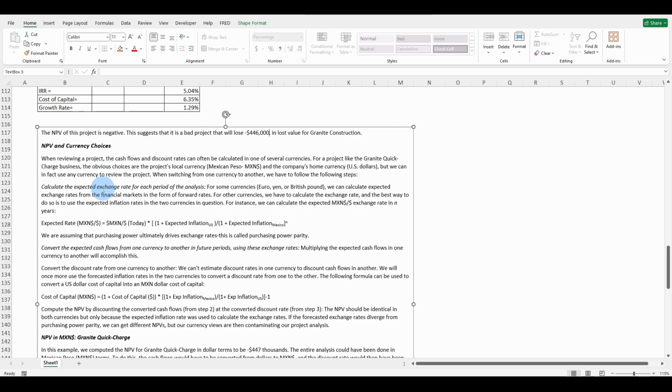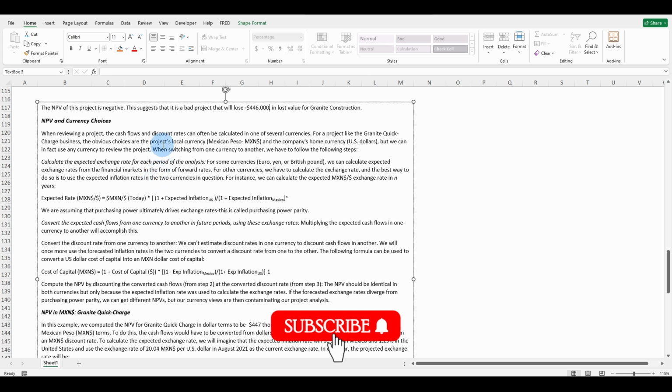Net present value and currency choices. When reviewing a project, cash flow and discount rates can often be calculated in one of several currencies. For a project like the Granite Quick Charge business, the obvious choices are the project's local currency, Mexican pesos, and the company's home currency, US dollars. But we can, in fact, use other currencies to review the project.